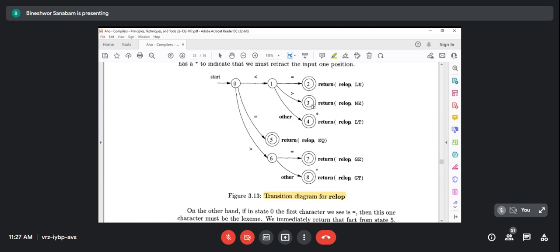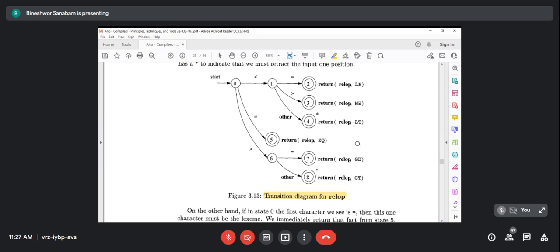And if we look for 3, it is less than and greater than, which corresponds to the symbol of not equal to. And if we have any other character after less than, it just corresponds to less than, so it will return the relational operator as less than. Okay.